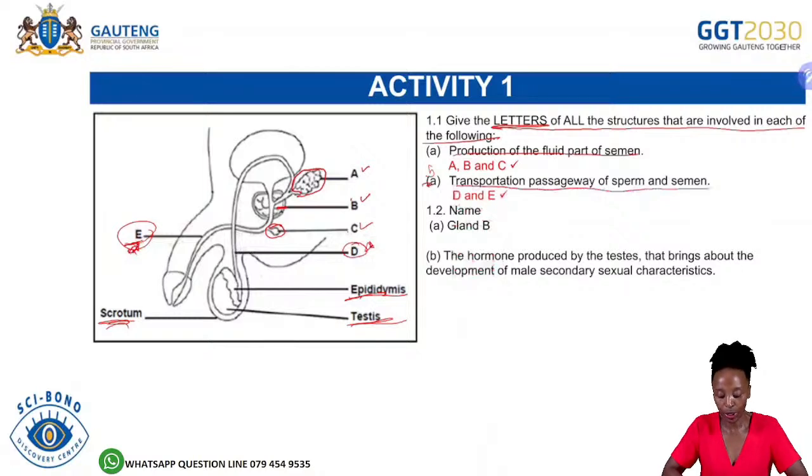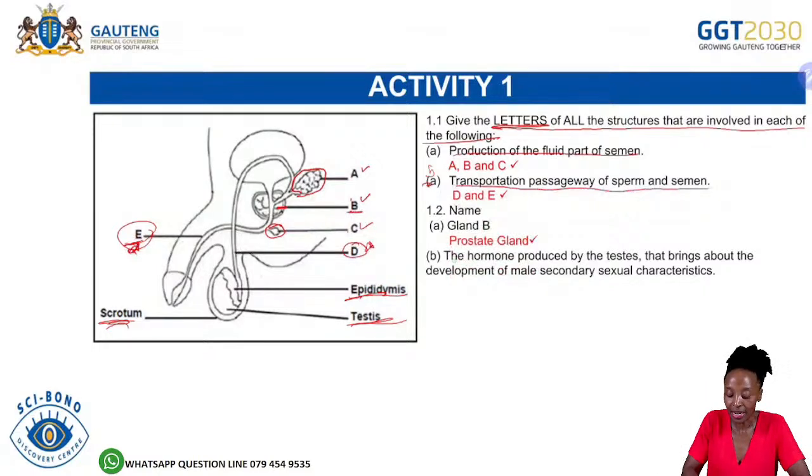Now, 1.2, name gland B. So what is gland B? We said when we're identifying the three that produce fluid, we said B is the what? A prostate gland. So the answer is prostate gland. And then 1.3, the hormone produced by the testes that brings about the development of male secondary sexual characteristics.